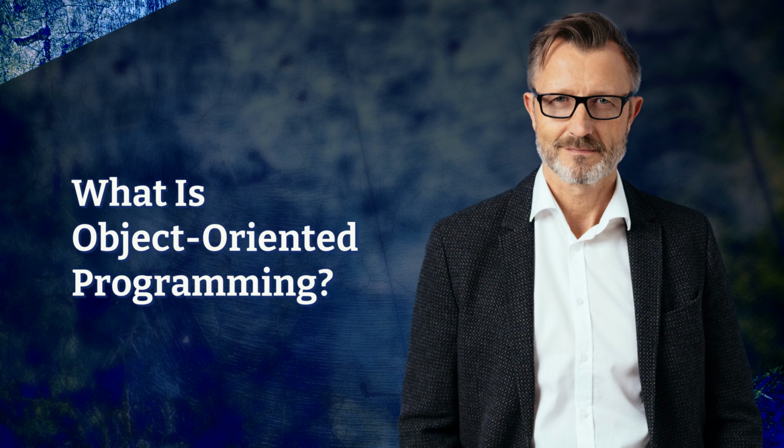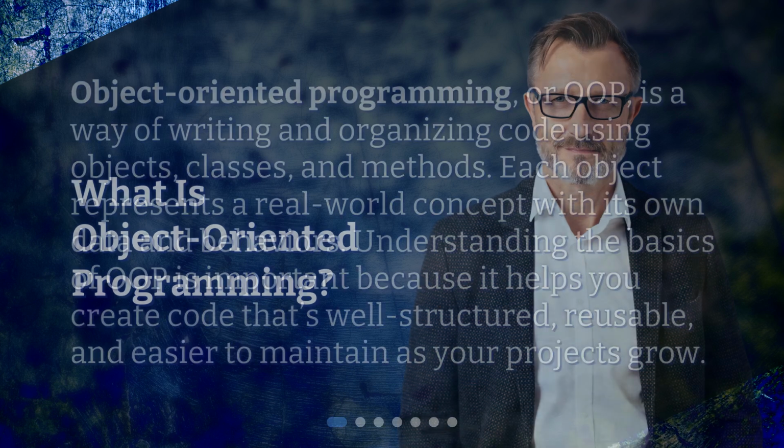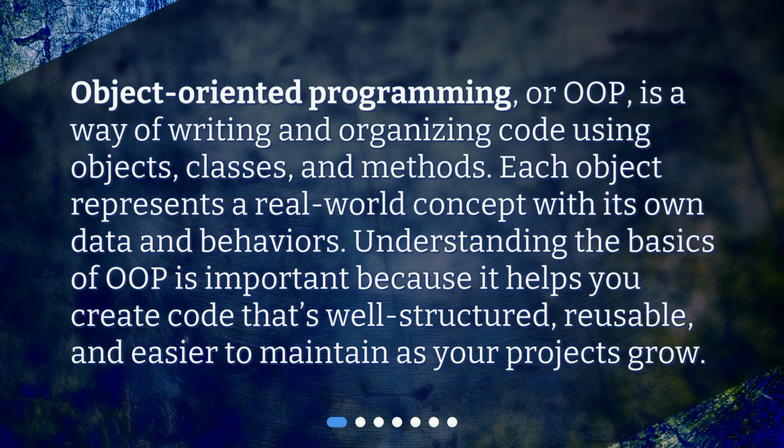What is object-oriented programming? Object-oriented programming, or OOP, is a way of writing and organizing code using objects, classes, and methods. Each object represents a real-world concept with its own data and behaviors. Understanding the basics of OOP is important because it helps you create code that's well-structured, reusable, and easier to maintain as your projects grow.